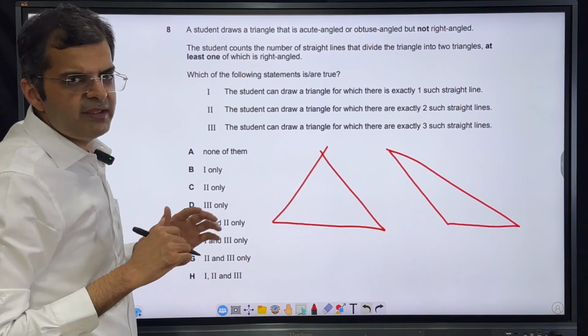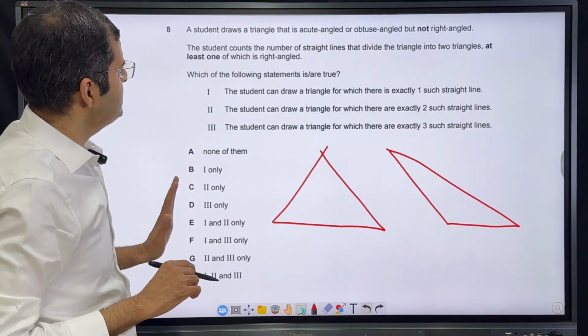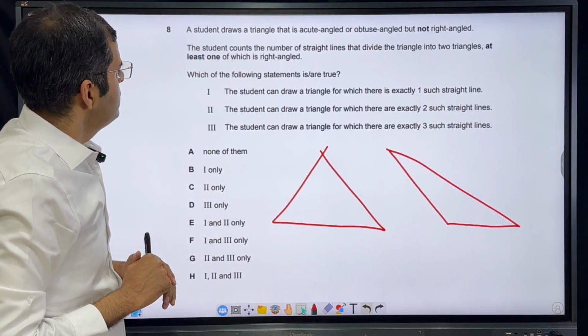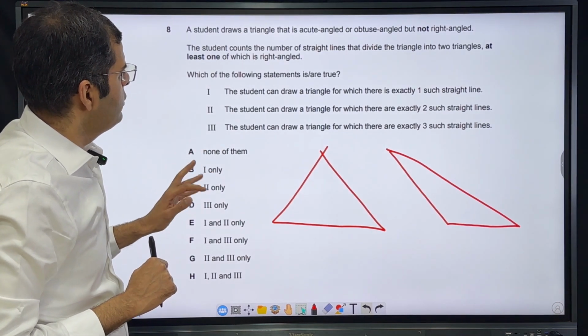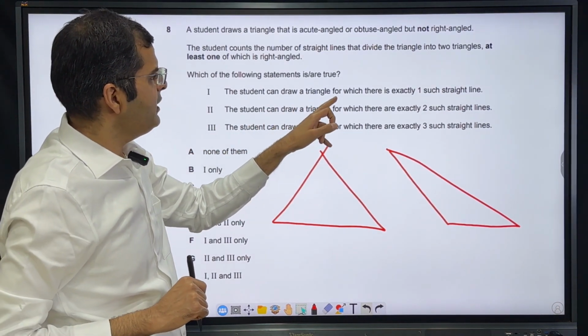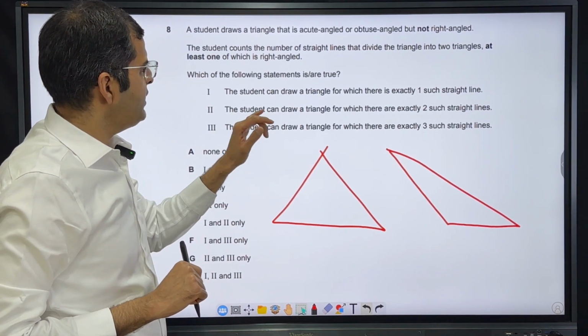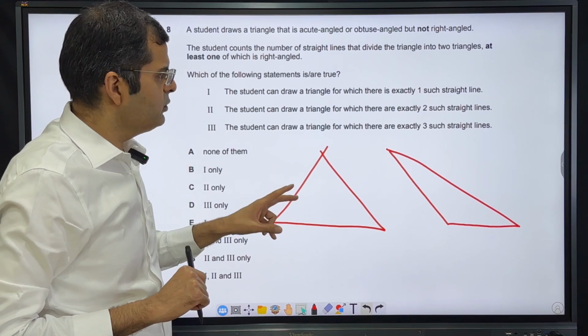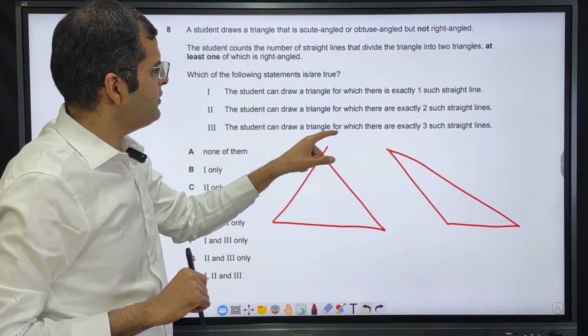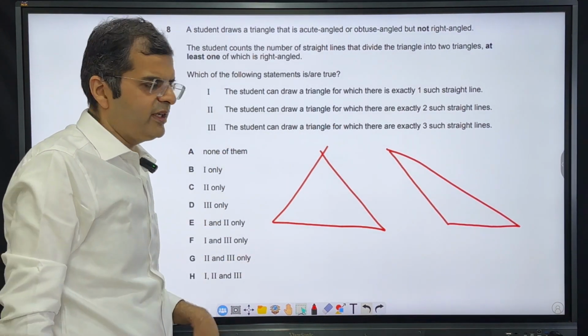At least one of them is a right angle triangle. Which of the following statements is or are true? The student can draw a triangle for which there is exactly one such straight line. The student can draw a triangle for which there are exactly two such straight lines. The student can draw a triangle for which there are exactly three such straight lines.